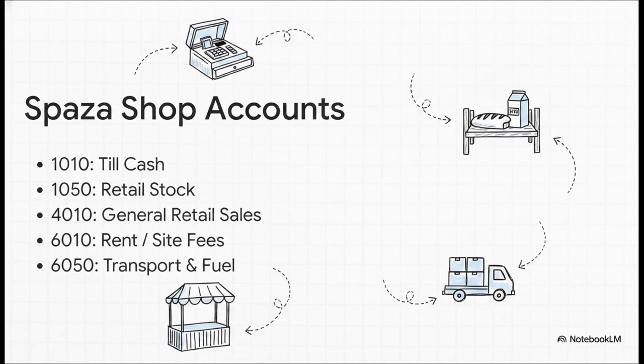1010 is literally just your till cash, the physical cash sitting in the drawer. 1050 is your retail stock, so your bread, milk, and maize meal on the shelves. 4010 captures your general retail sales. 6010 is for your rent or site fees for the stall. And 6050 tracks transport and fuel for those really crucial trips to the cash and carry wholesalers. It is highly practical, super functional, and just ready to use from day one.